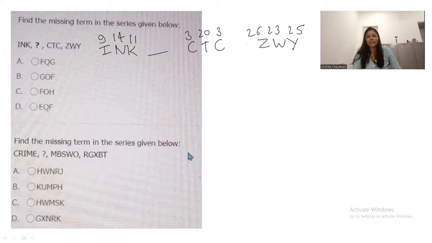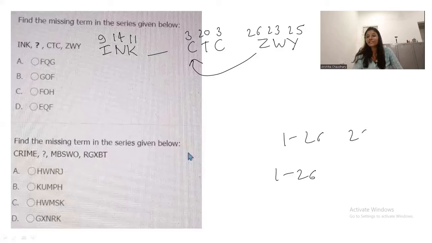So if I take my steps, 3 steps forward, where will I reach? The cycle is 1 to 26, then 26 back to 1, right? This should be the criteria. So where will I reach? I will go from 26 to 1, 2, 3. So I have reached 3.